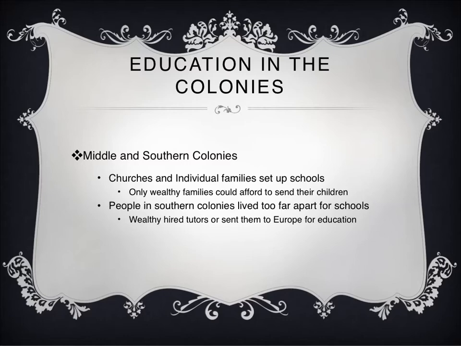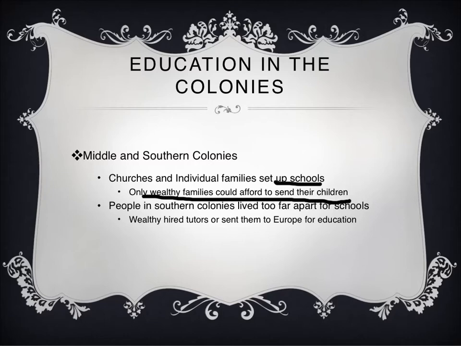So in the middle colonies, churches and individuals kind of set up schools, but only the wealthy families could afford to send their children because they have to pay tuition. Okay? It's not publicly funded by taxpayers. So their schools are set up, but how you're going to pay for that is your family is going to pay. So only the wealthy in the middle colonies.